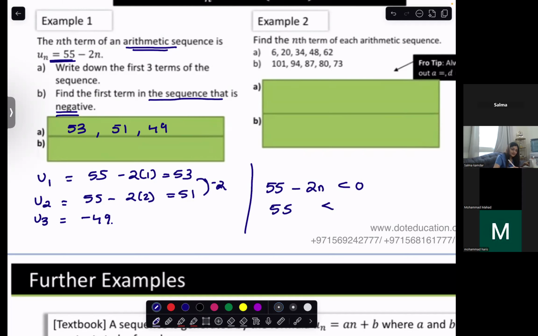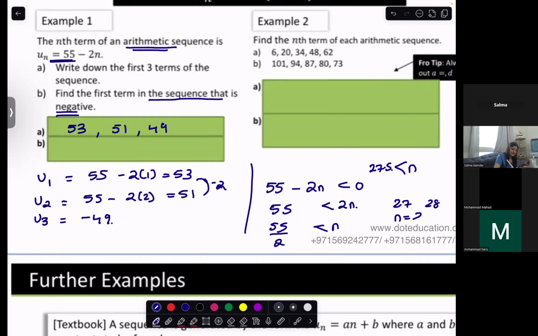I solve the inequality. So this would become 2n greater than 55, so n is greater than 27.5. When n is greater than 27.5, I would get my term as negative. Always check in your calculator whether your n should be 27 or 28, because I need the first term that is negative. So it is 28.